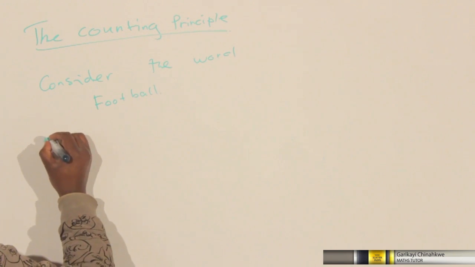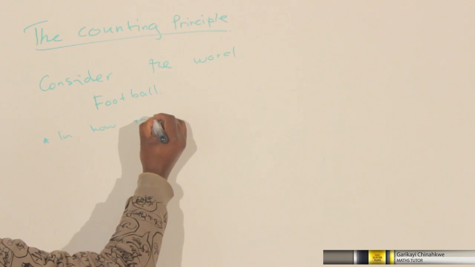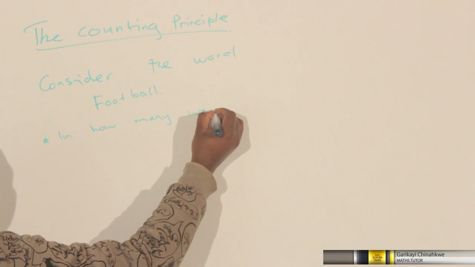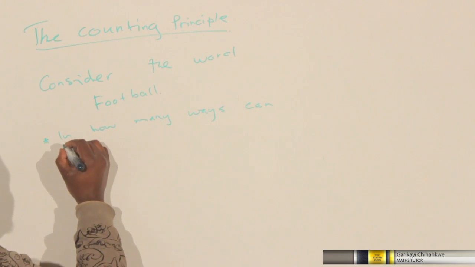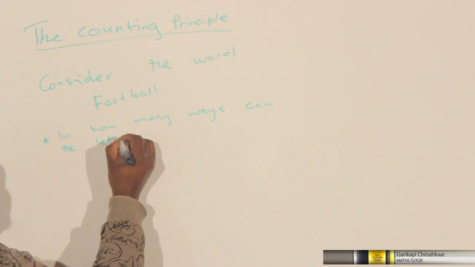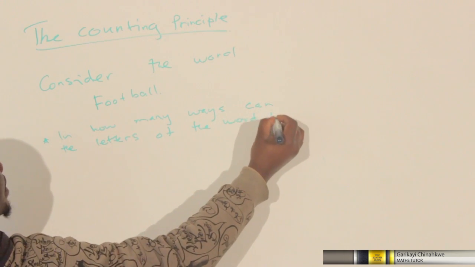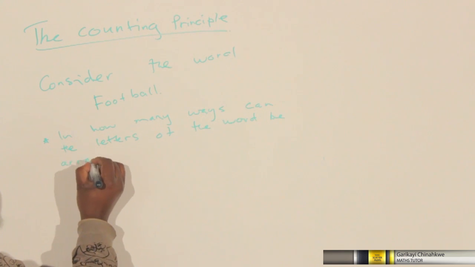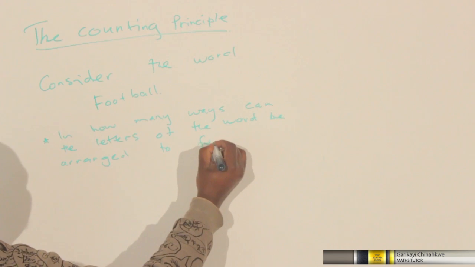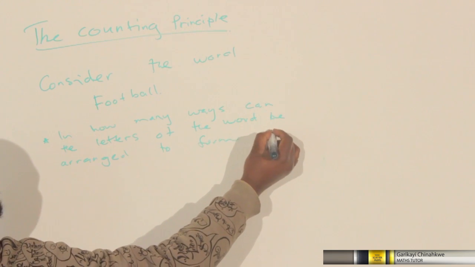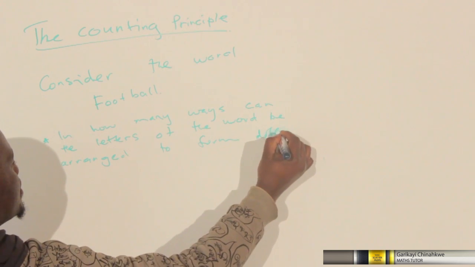Then the first question is, in how many ways can the letters of the word be arranged to form different words, because we're going to have different words then.